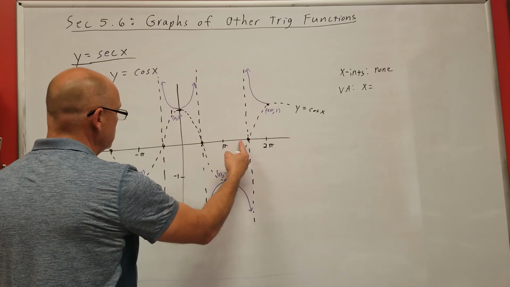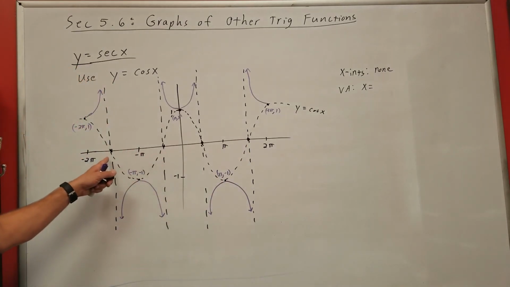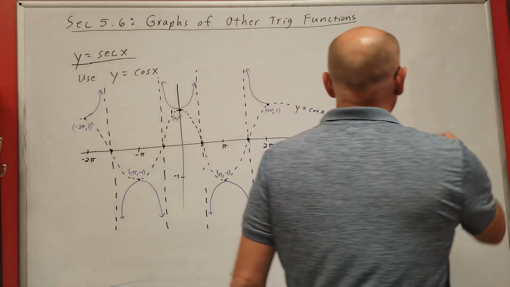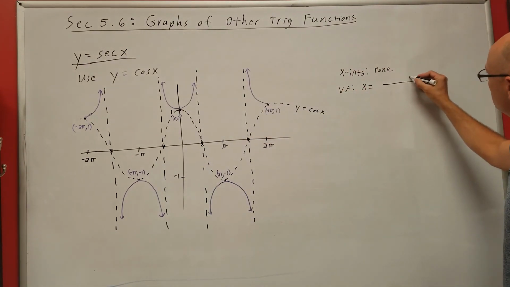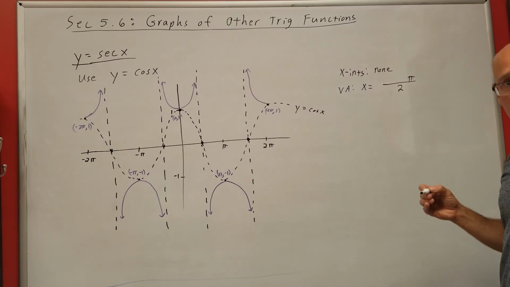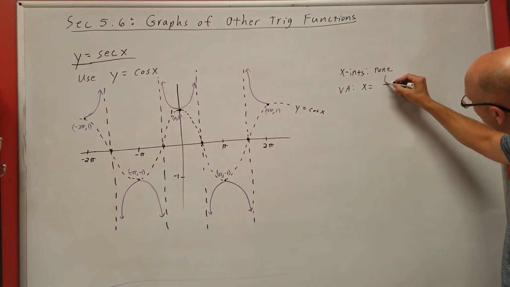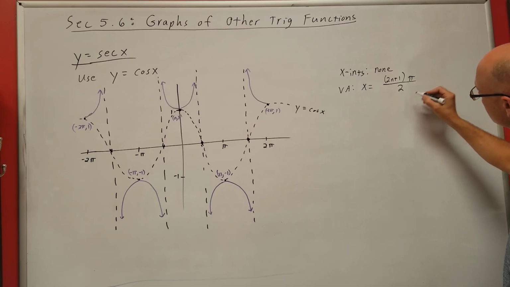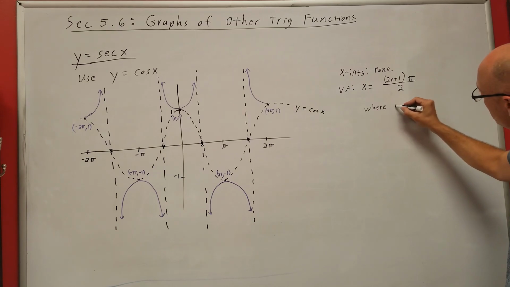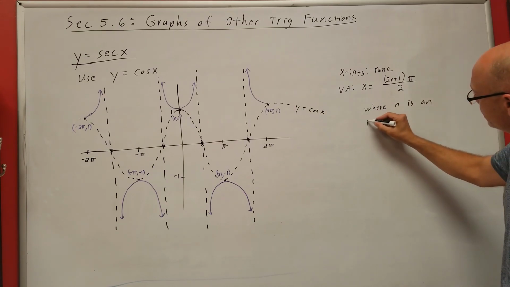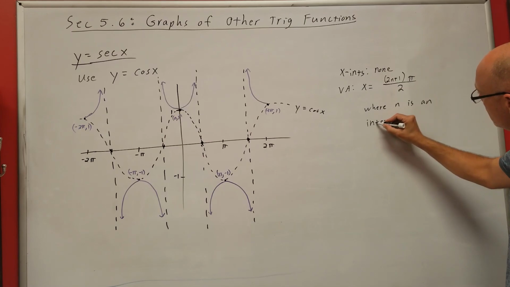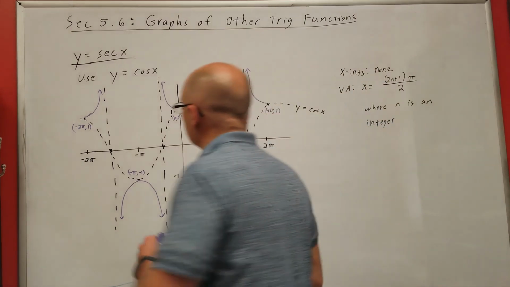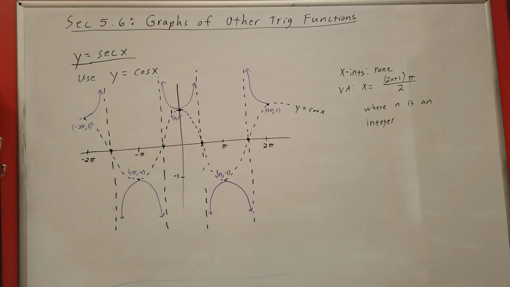It's at 3 pi over 2. It's at negative pi over 2. Negative 3 pi over 2. So as you can see, we have some kind of pi over 2, and it's always odd numbers up top. So I'm going to say x is equal to 2n plus 1 times pi over 2, where n is an integer. All right, so know how to draw this, know the shape of the secant graph. How do you draw that again? You draw it using its reciprocal function.